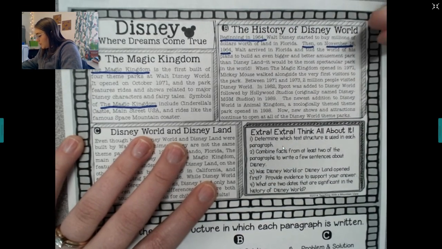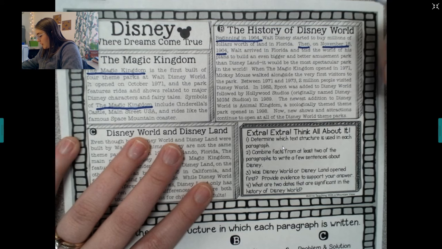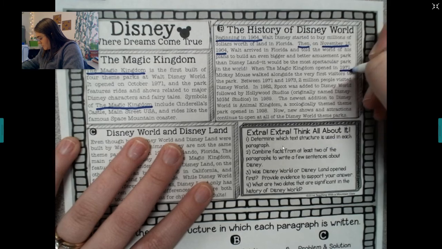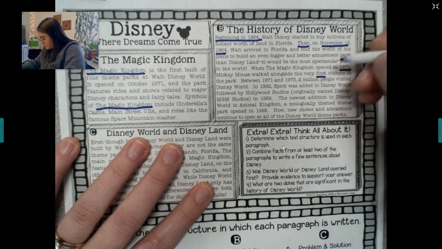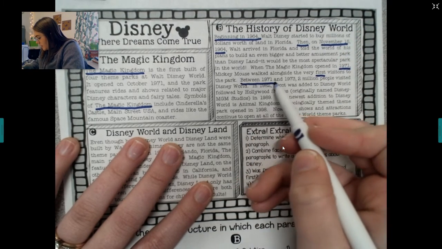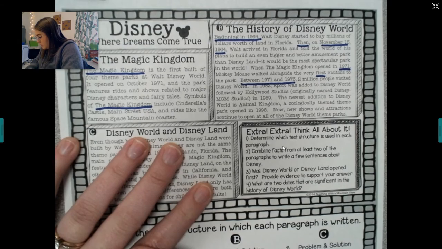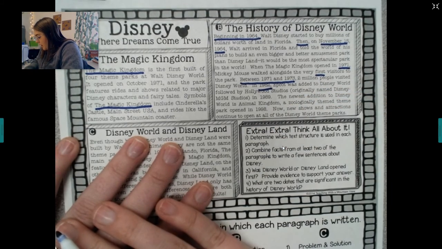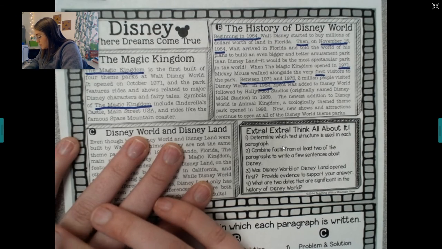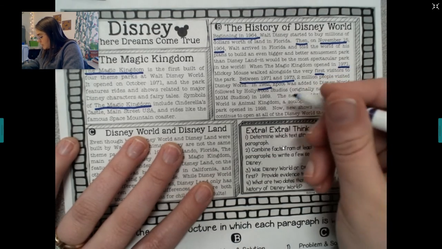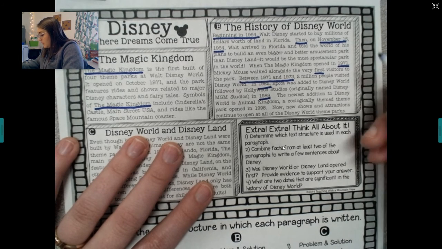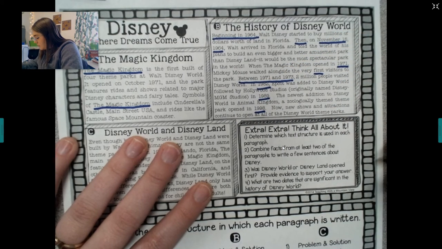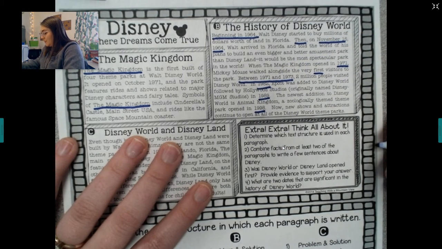Walt arrived in Florida and told the world of his plans to build an even bigger and better amusement park than Disneyland. It would be the most spectacular in the world. When the Magic Kingdom opened in 1971, more dates. Mickey Mouse walked along the very first visitors, first, of the park. Between 1971 and 1973, 2 million people visited the Disney World. And in 1982, Epcot was added to Disney World, followed by Hollywood Studios, originally named Disney MGM Studios in 1989. The newest addition to Disney World is Animal Kingdom, a zoologically themed park opened in 1998. Now, new shows and attractions continue to open at all the Disney World theme parks.